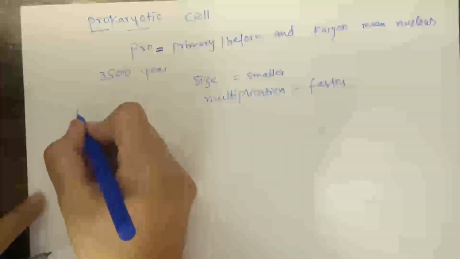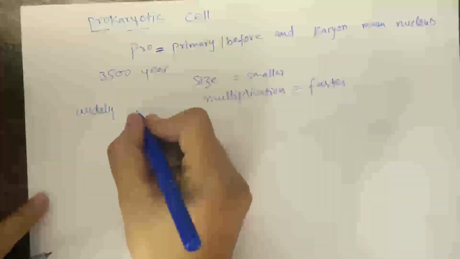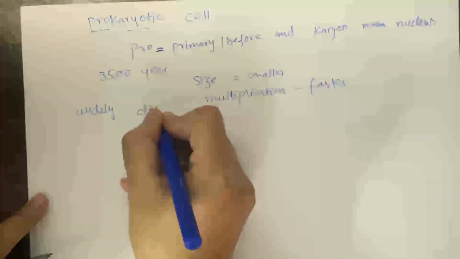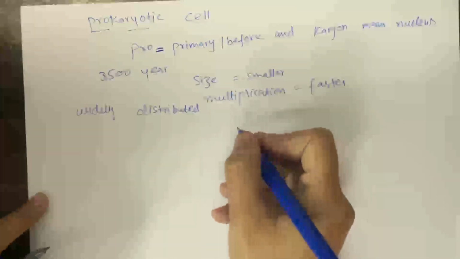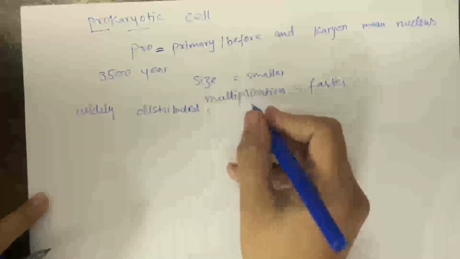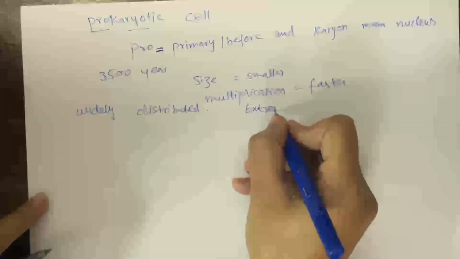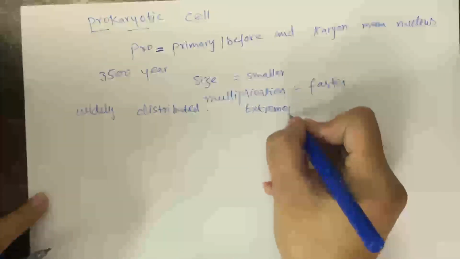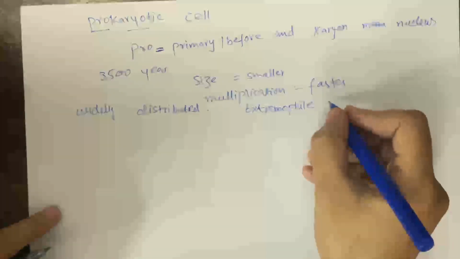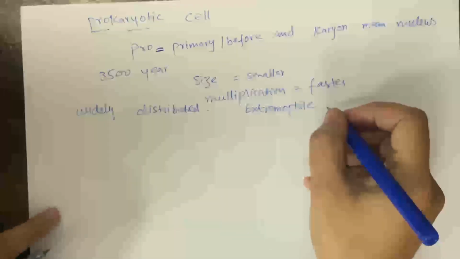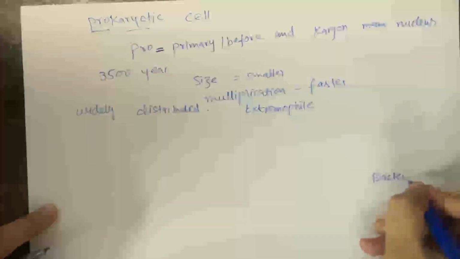It is widely distributed in nature. If we are talking about its occurrence, it is widely distributed in nature. It occurs in aquatic as well as in dry environments. It is also called extremophiles. It lives in extreme conditions of environment, that is, extreme cold and hot. So most of the prokaryotic cells include bacteria and archaea.